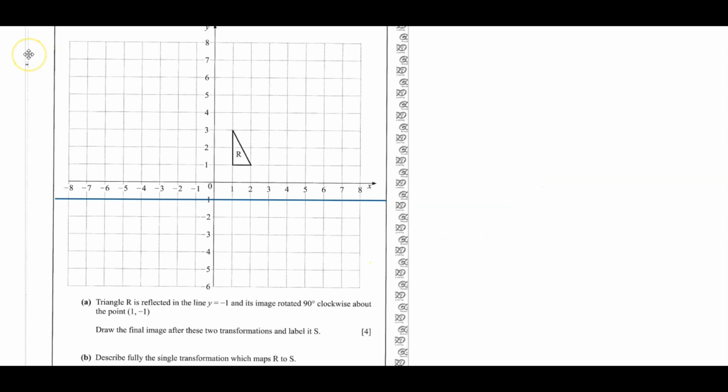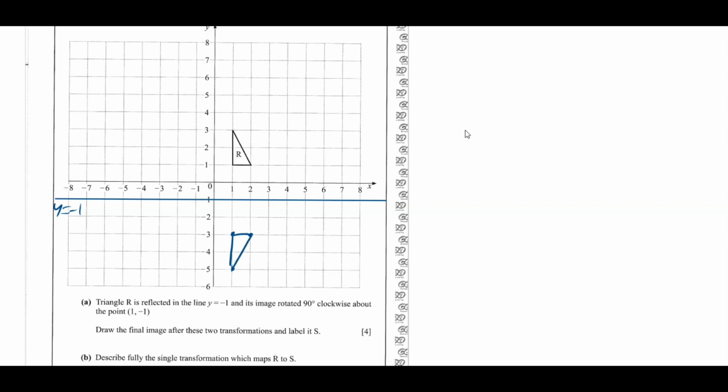Question 6 says, triangle R is reflected in the line y equals -1 and its image rotated 90 degrees clockwise about the point (1, -1). Draw the final image after these 2 transformations and label it X. Okay, you can see I've already drawn on my line y equals -1 to help me here, and I'm going to reflect first of all on the line y equals -1. So this triangle is going to be reflected down to here.